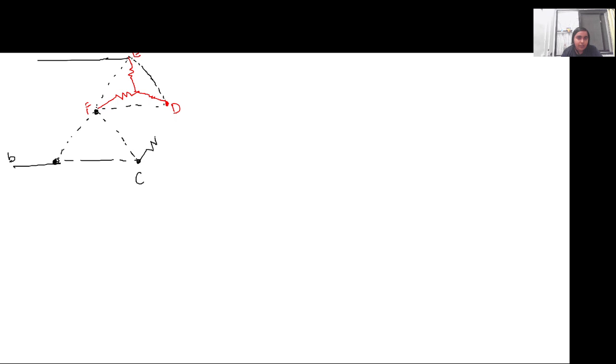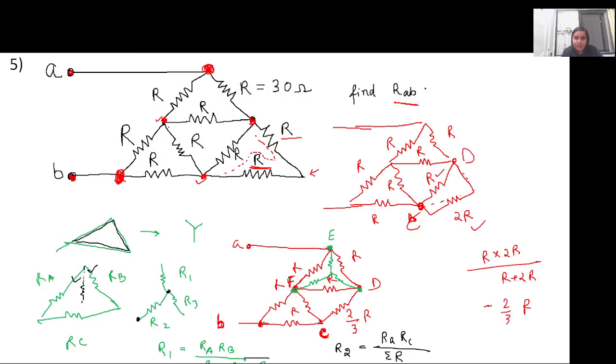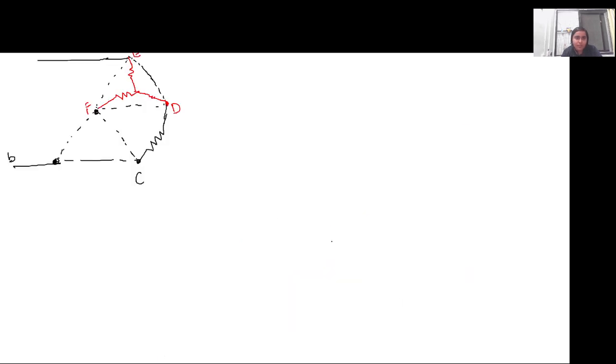Between C and D the resistance 2 by 3 R is connected, right? So this is 2 by 3 R. However, whatever these two delta circuits are, we are just converting them to their equivalent star networks. So the star network will be somewhat like this, right?